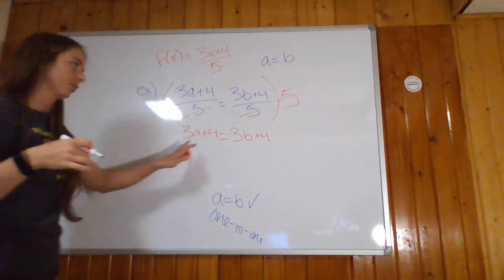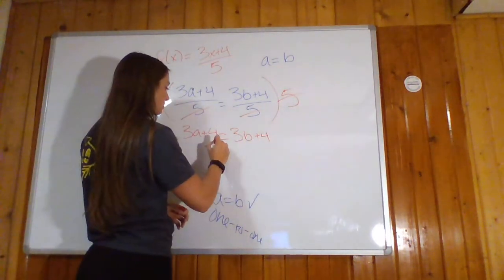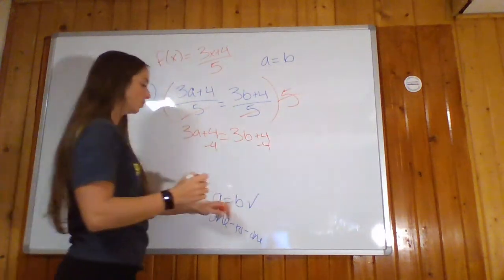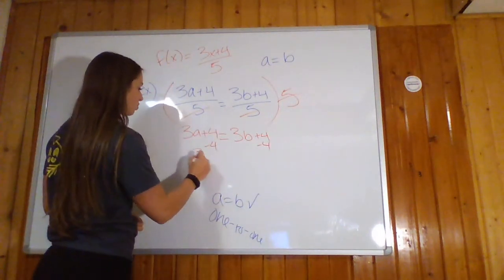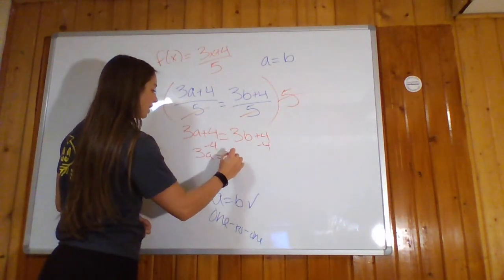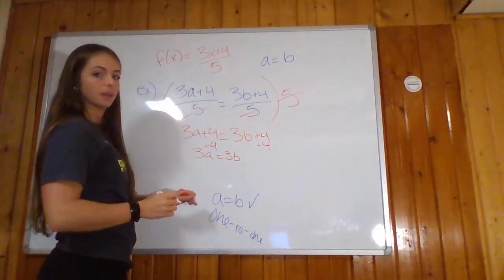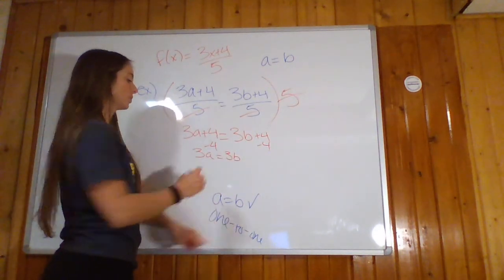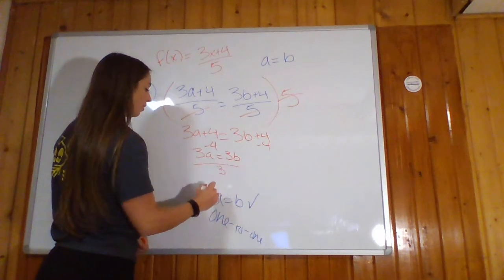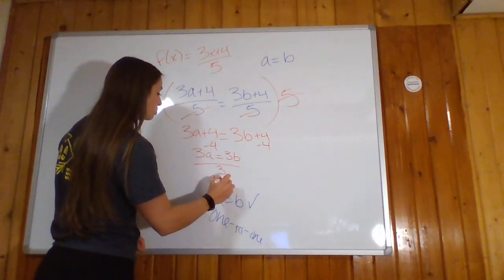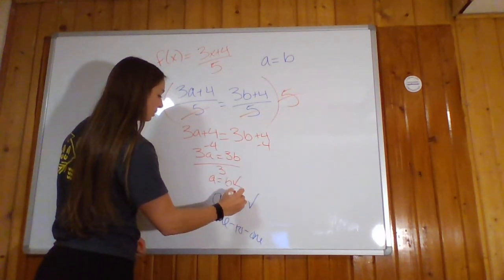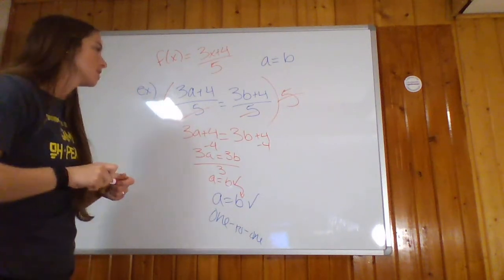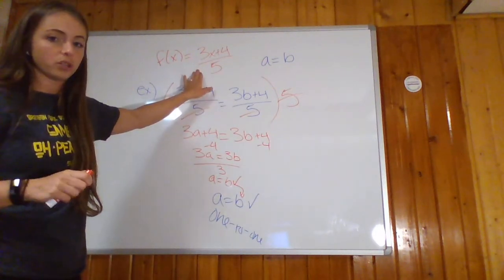Again, if I want to get rid of these 4's on both sides, with the goal in mind to get a equals b, I can do so by subtracting. It can be 3a equals 3b. My last step in getting me to a equals b would be dividing by 3. I do, in fact, get a equals b. So because of that, this function is a one-to-one function.